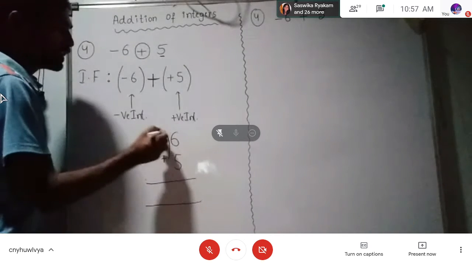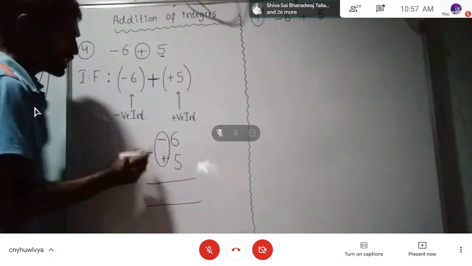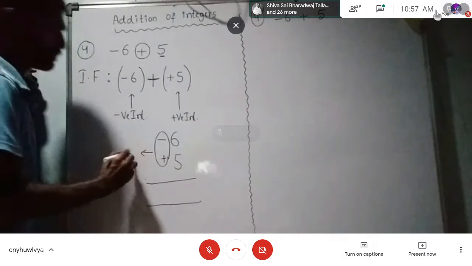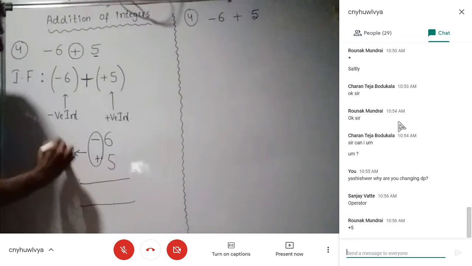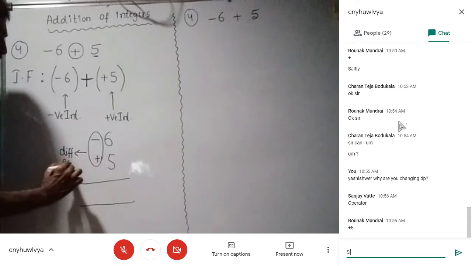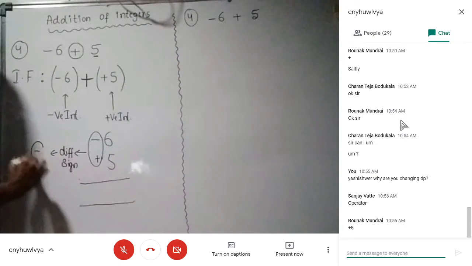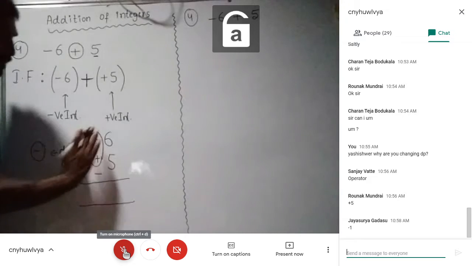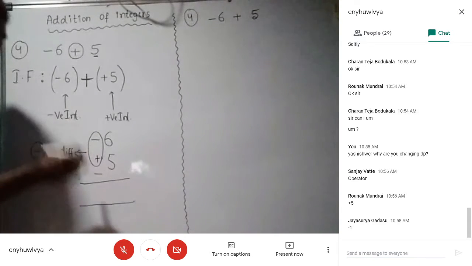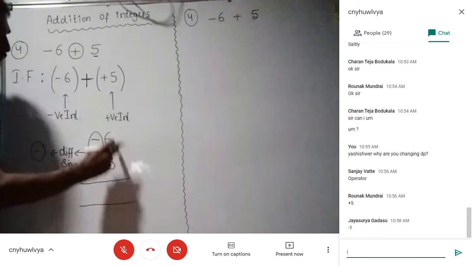So one number is plus and one number is minus, or else the signs are different. If the signs are different, then we should do difference. Difference means what? Minus. So no confusion. Two different signs, what we should do? Minus. So 6 minus 5.